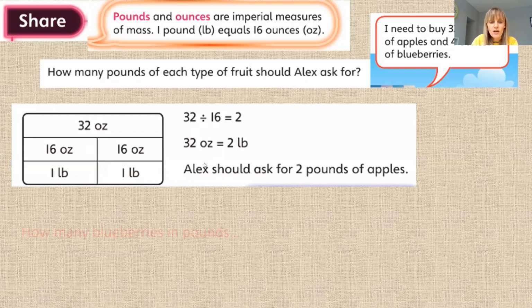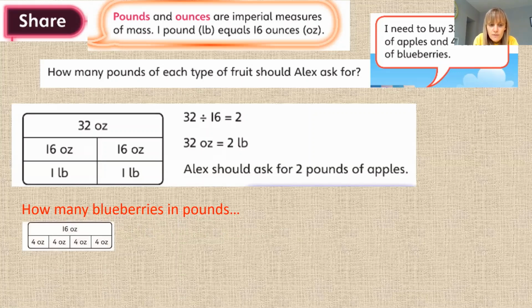Now, she then wants some blueberries, but she only wants 4 ounces. That's less than a pound, isn't it? Because we know to get 1 pound, we need 16 ounces of blueberries. This is a bit more tricky. I've put a little table at the bottom because we have 16 ounces, but we only need 4 ounces.